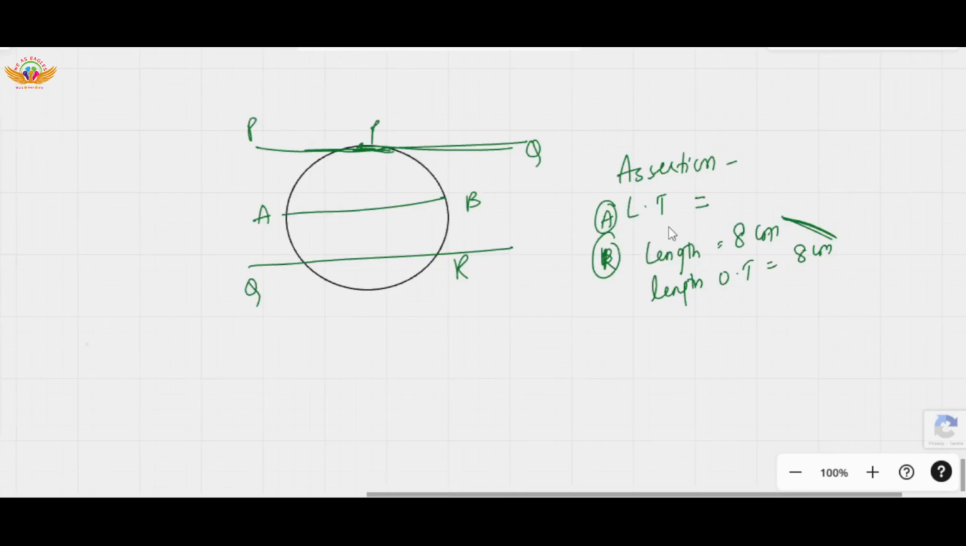What is the name of the parallelogram circumscribing a circle? Just now we did it, right? It's a rhombus. So all these questions, sometimes they might ask you in a shortcut way for the MCQs.